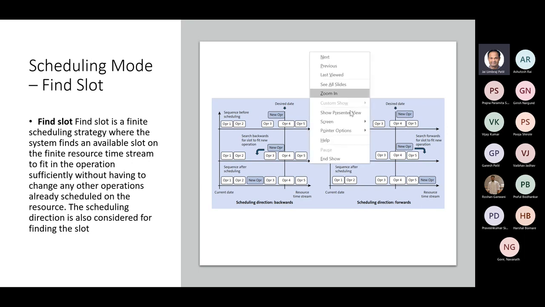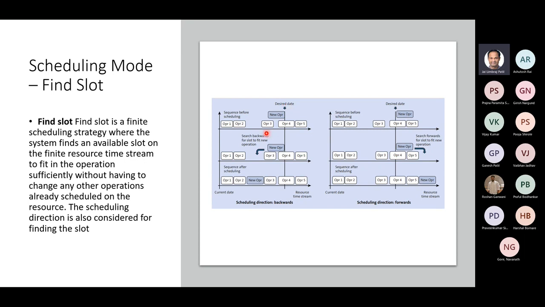So what happens if our strategy setup is like this? We decide first only that my strategy number 1 will have find slot and backward. So if it is find slot and backward, this is the behavior. If it is find slot and forward, then it will go ahead in time and try to find the slot there. You see the desired date behaves differently.